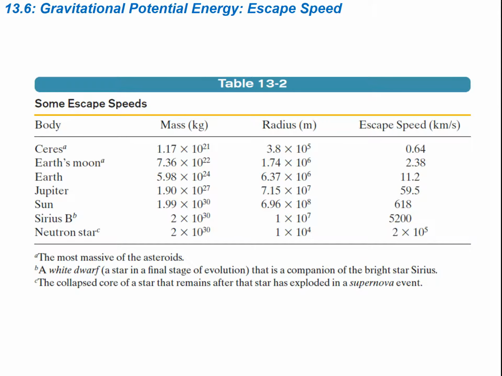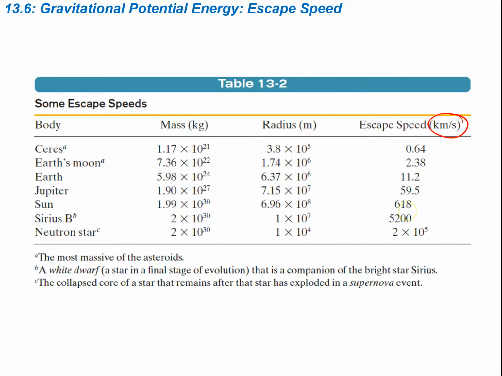So just to give you some idea of what some escape speeds are, and notice these are given in kilometers a second, which is 1,000 times greater than what we normally use, which is meters a second. So, for instance, if I wanted to escape the Earth's moon, I would need to be launched off the surface at 2.38 kilometers a second. If I wanted to escape Earth's gravitational pull, I would need to be launched at 11.2 kilometers a second. For Jupiter, it's 59.5 kilometers a second. And then it kind of goes up from there.